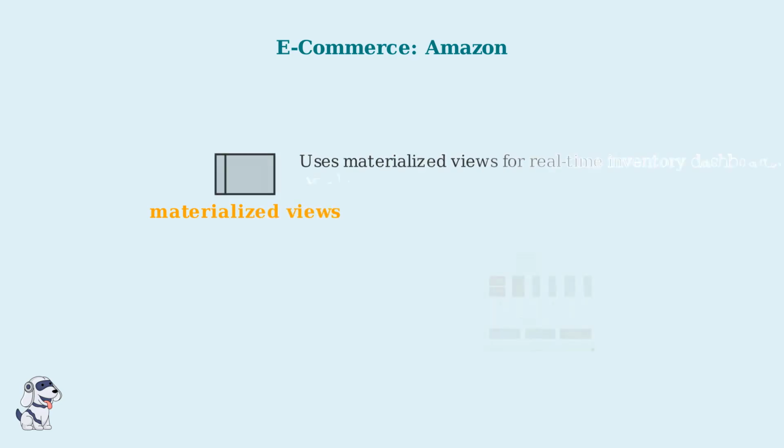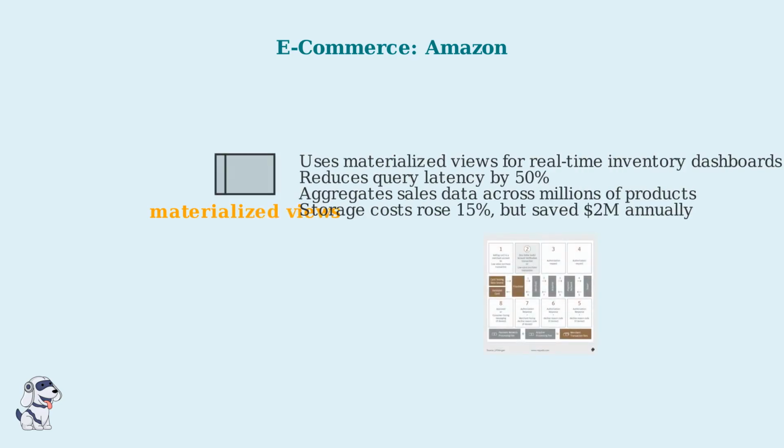cost needs. E-commerce companies like Amazon use materialized views for real-time inventory dashboards. By pre-computing aggregations of sales data across millions of products, Amazon reduced query latency by 50% in their Redshift data warehouse. While storage costs increased by 15%, this optimization saved over $2 million annually in compute costs, demonstrating the value of MVs for read-heavy workloads.